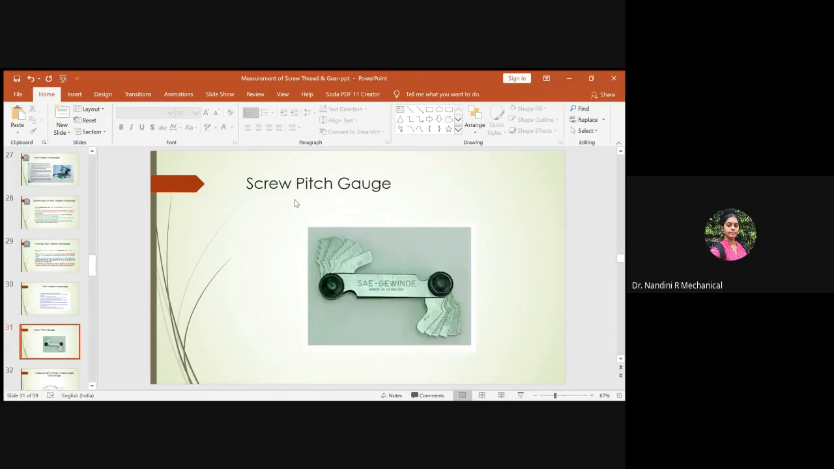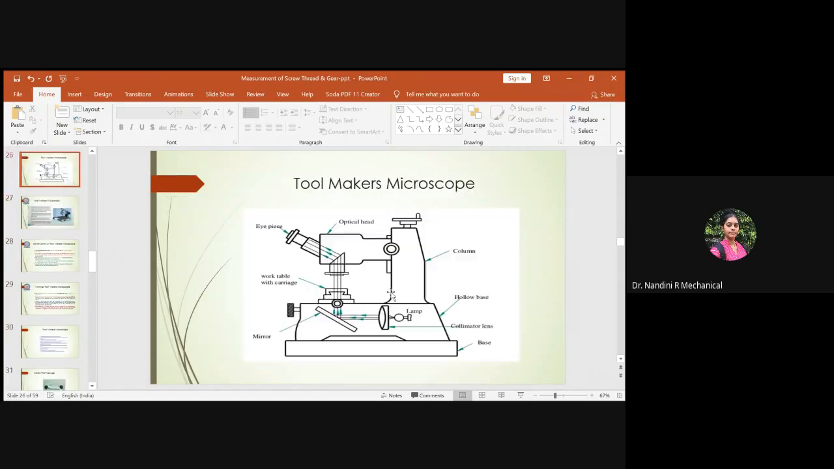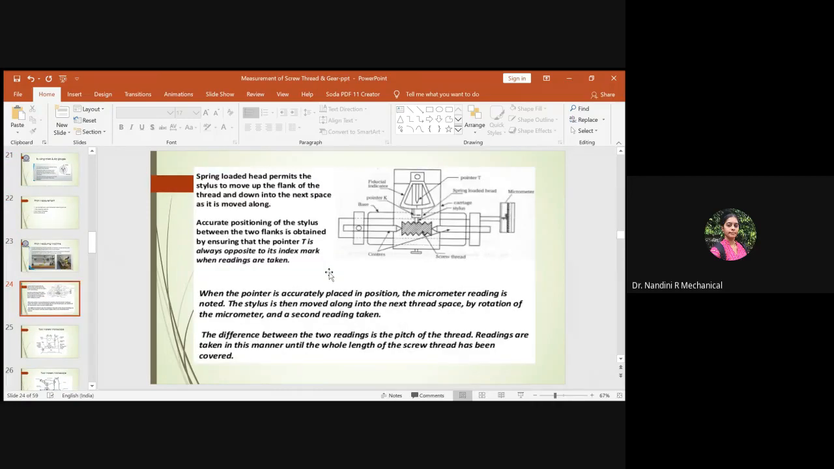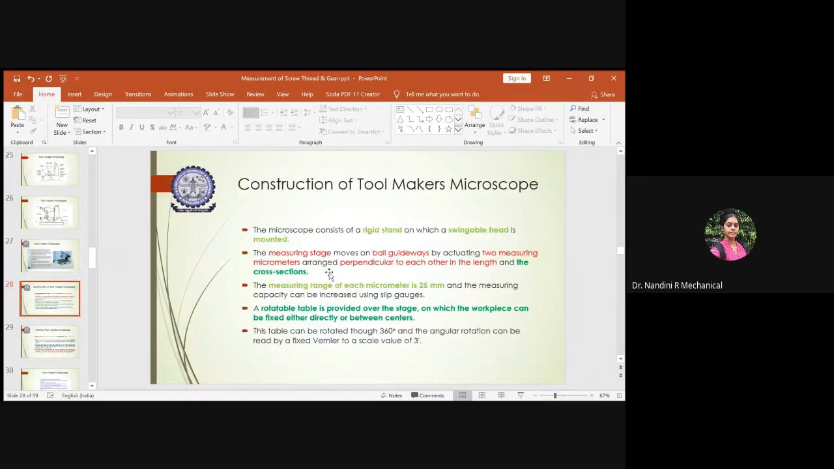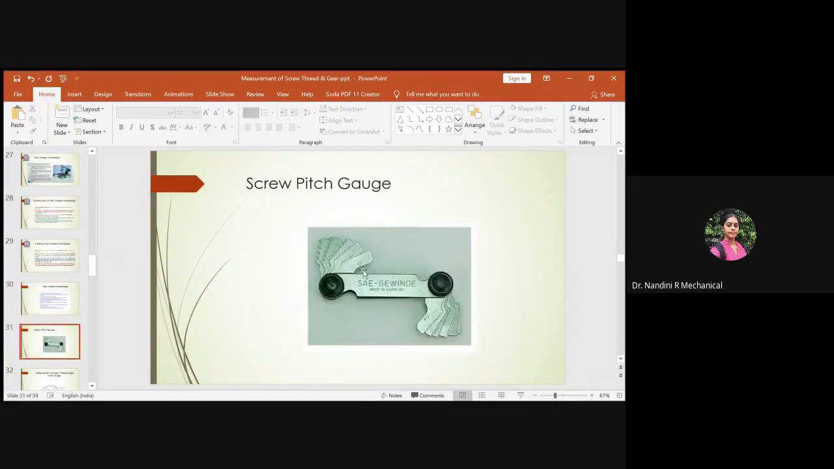And then the last method was the screw pitch gauge. So this is how the screw pitch gauge looks. So we are calculating pitch. The last method is the screw pitch gauge. In this also we can determine the pitch of the given thread by using the respective gauges. So you have the number written on the gauge here, so you can identify which one you can select to measure the pitch of the given screw.